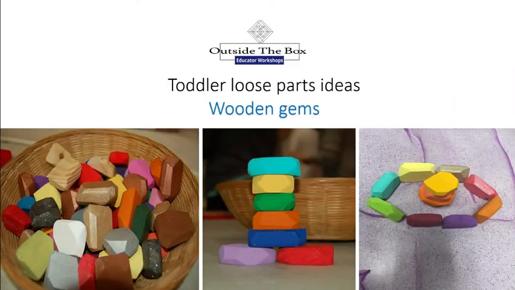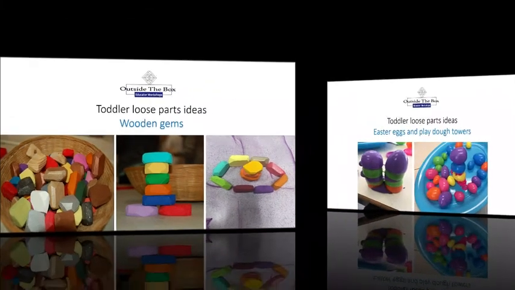Here are some examples of some amazing loose parts for toddlers. Wooden gems. These are large pieces of wood that have been sanded and painted. They are large enough that they are not a choking hazard, and they come in a variety of colors and shapes. You can find these on Etsy and rightbrainedmom.com.